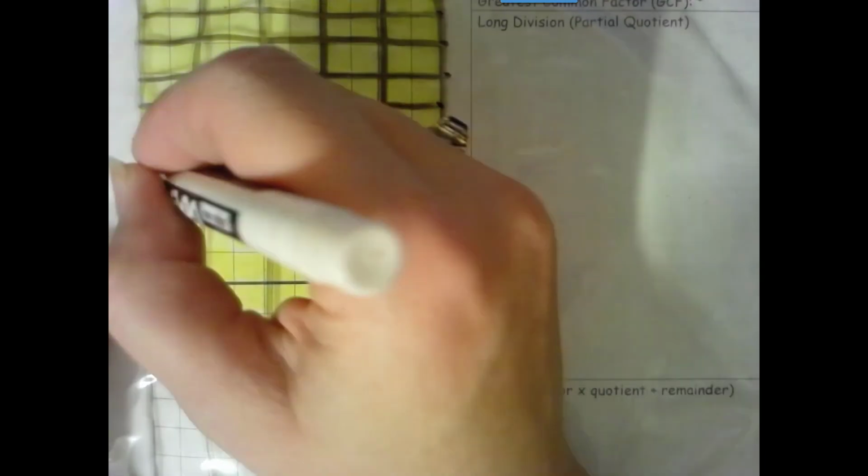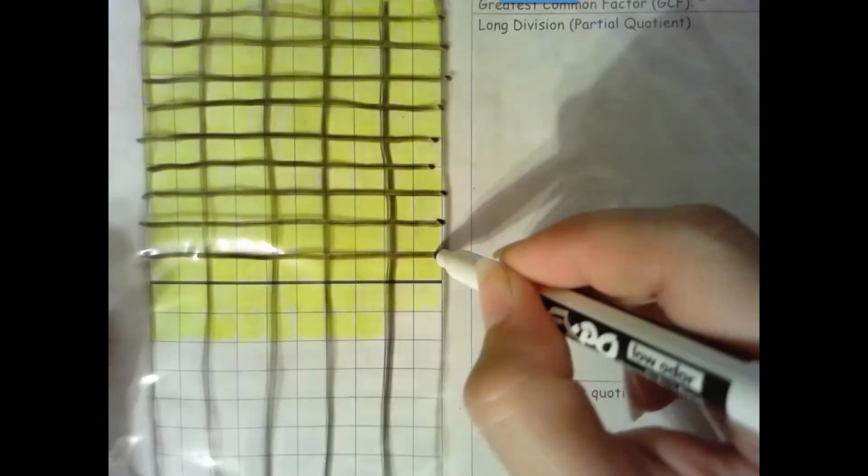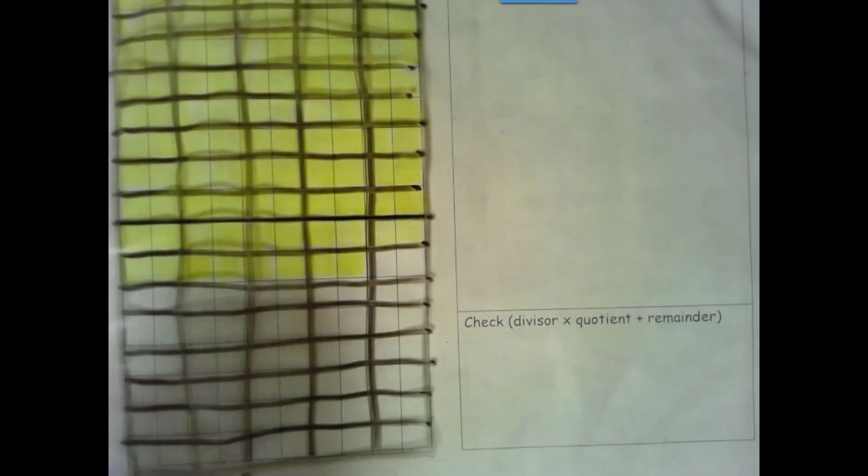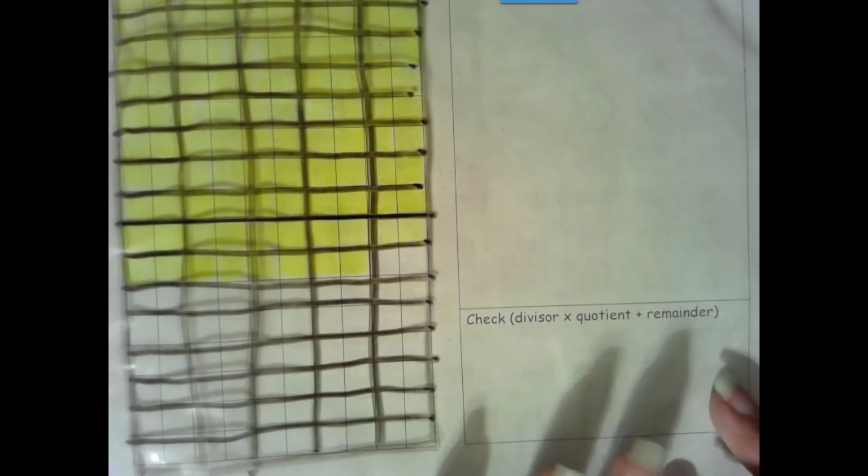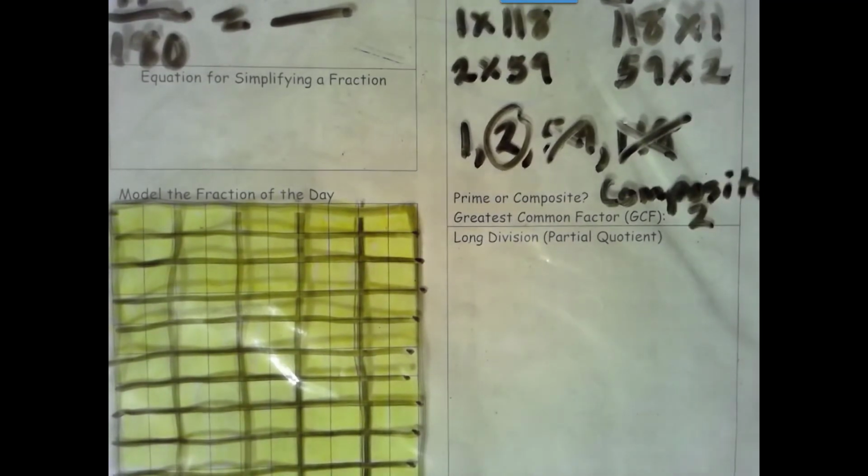Again, your groups do not have to look like mine. Just make sure there's 2 in each group, and your shaded are separated from your unshaded. Alright, so 2 worked. I have none left over. So 2 is our greatest common factor.